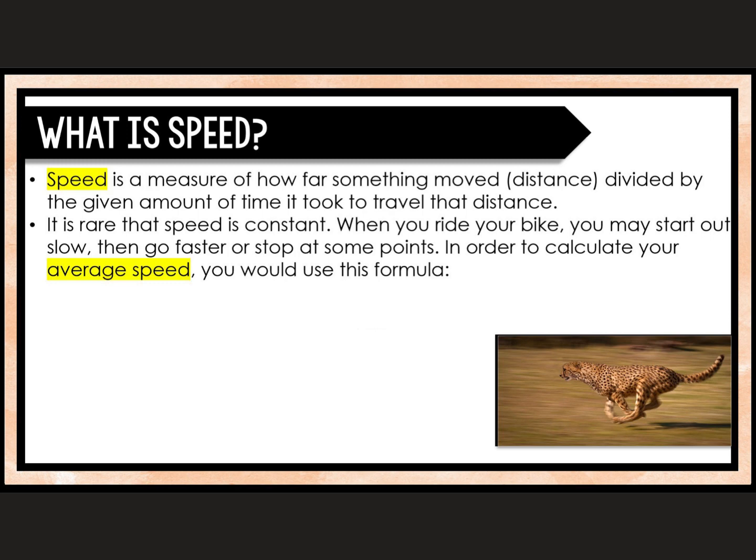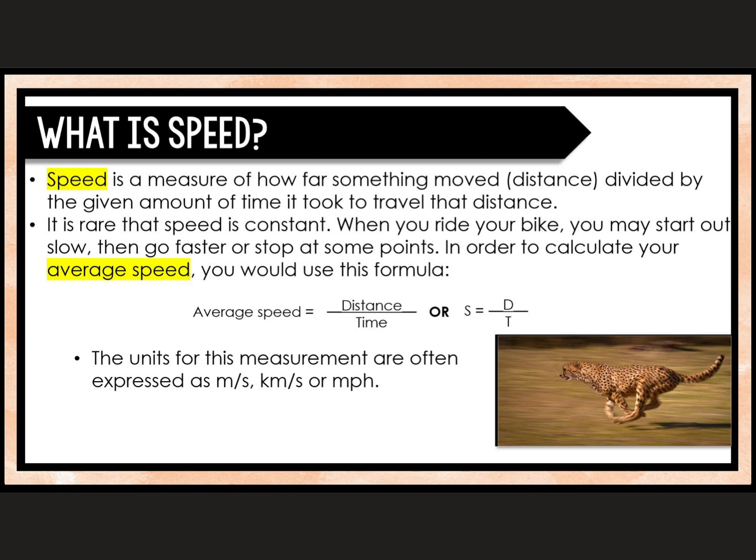In order to calculate your average speed, you would use the formula average speed equals distance divided by time, or S equals D over T, where S is the average speed, D is the distance, and T is the time. The units for speed are often expressed as meters per second, kilometers per second, or miles per hour.